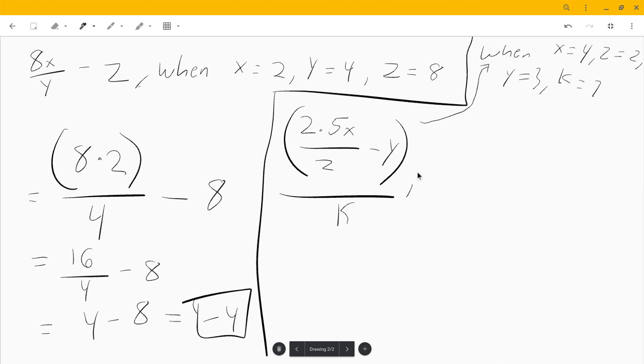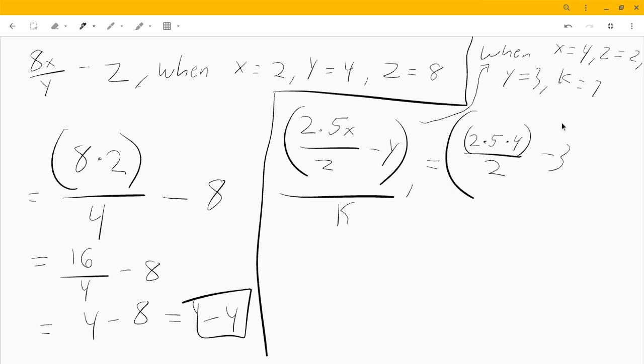Well, once again, we just substitute. So that's equal to 2.5 times x. What is x? X is 4. So we do 2.5 multiplied by 4. Boom, put that in parentheses. Divide that by z. What is z? Z is 2. And then we subtract y. What is y? Y is 3. Put that in parentheses. And we just divide that by k. K is 7.